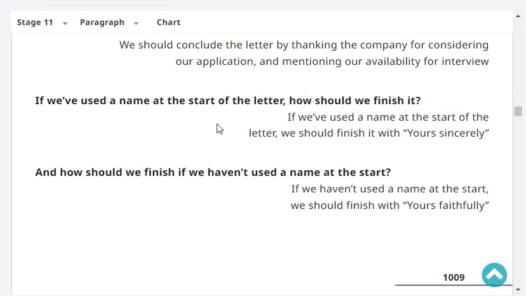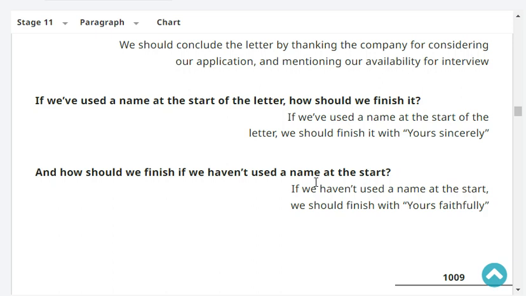If we've used a name at the start of the letter, how should we finish it? If we've used a name at the start of the letter, we should finish it with Yours sincerely.